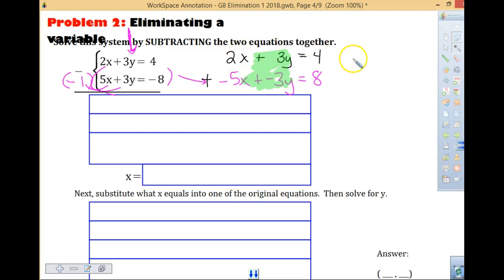Aaron, question. You could have done it to actually either equation, but you just have to get the signs to be opposite. And these are equivalent equations if you multiply every single thing by the same number. Okay? So as we start adding, 2 minus 5x is going to give us negative 3x. We're going to have 0y.